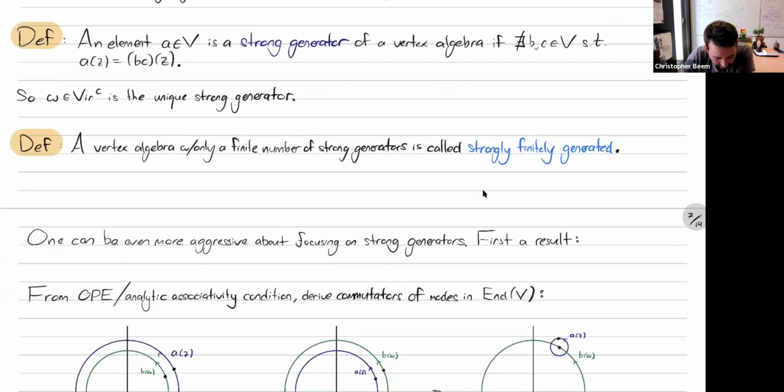And then a vertex algebra that only has a finite number of strong generators, so for which all but a finite number of states in your space can be written as normally ordered products of other things, is called strongly finitely generated. And so we were implicitly in this Virasoro example leveraging the fact that the Virasoro vertex algebra is strongly finitely generated, manifestly. And so we only needed to check some locality condition on the strong generator.